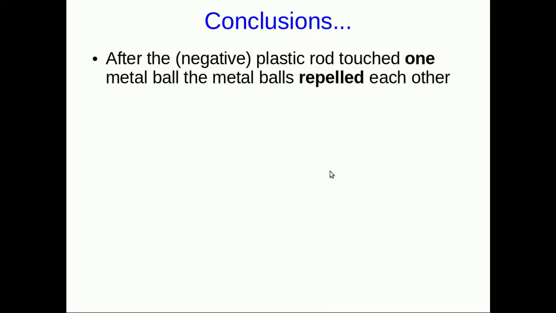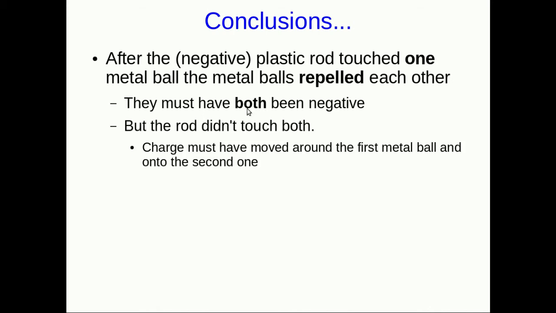What just happened is subtle, so let's talk through it. After the negative plastic rod touched just one of those two metal balls, the metal balls repelled each other. Now we know that when charged objects repel each other, that means they have the same sign of charge. So those metal balls must have both been negative after we touched just one of them with the plastic rod, but the rod didn't touch both. So the charge must have been able to move around on the first metal ball around to the far side and get on to the second metal ball. And it had to have done that really fast.